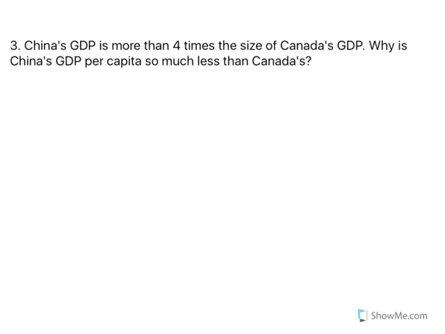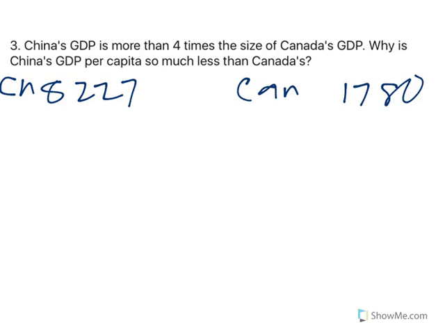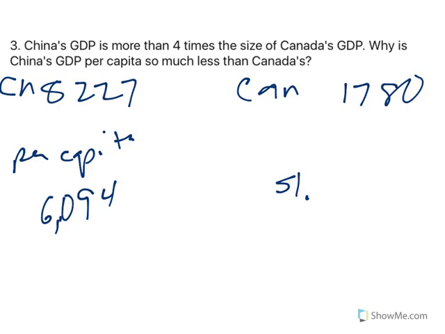Then number 3, China's GDP is more than 4 times the size of Canada's GDP. China's GDP is 8,227 billion compared to Canada's 1,780 billion. But when you look at per capita, China's is 6,094, while Canada's is just over 51,000.